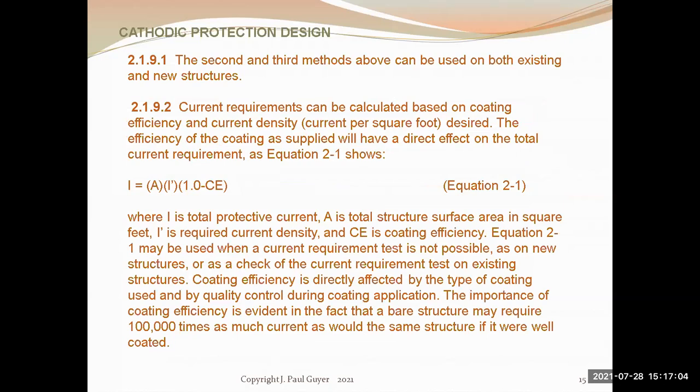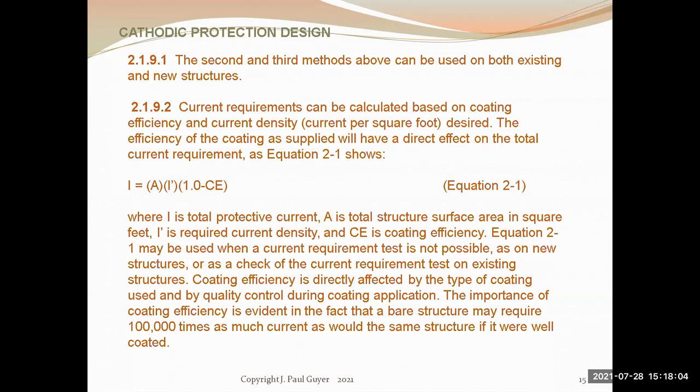So now, the current requirement is being calculated on the basis of coating efficiency and current density. Coating efficiency: the coating will protect 95% of the surface area, 5% will be unprotected, and you apply the current density of a minimum of 2 milliamperes per square foot. And that tells you the current that is required to be flowing in the circuit to achieve your target condition of having the cathode, your protected structure, at least minus 0.85 volts more negative than the electrolyte.